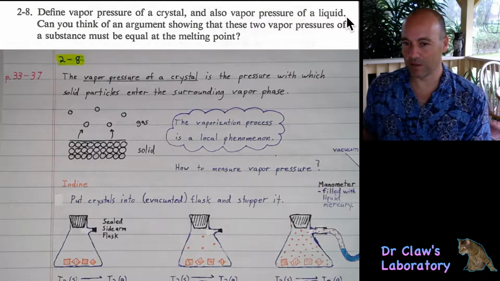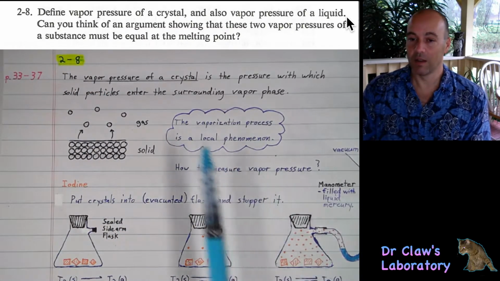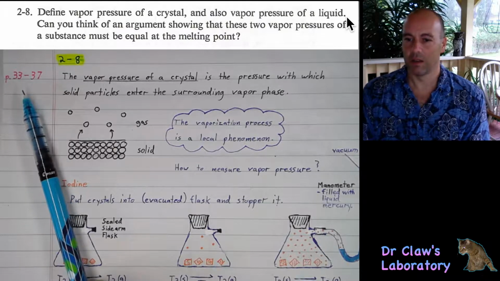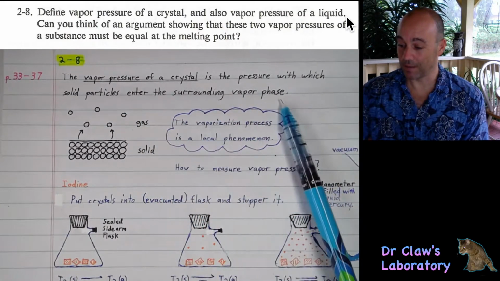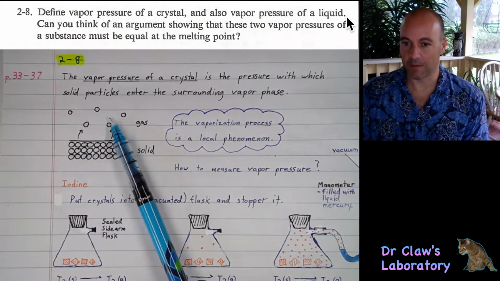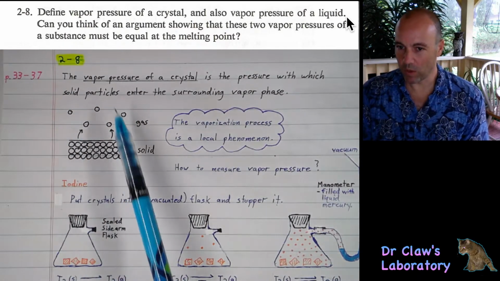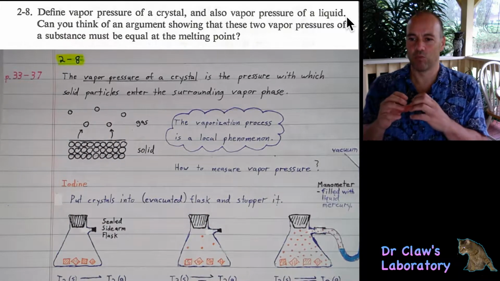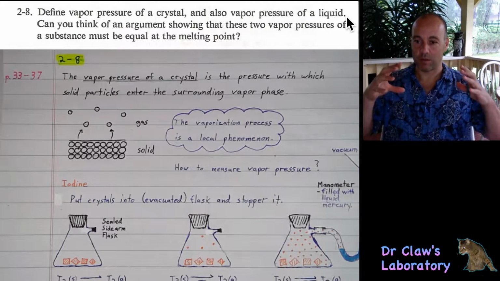I usually like to define vapor pressure as follows, and we'll also discuss the textbook definition in a moment. By the way, vapor pressure is discussed on pages 33 through 37. So, the vapor pressure of a crystal is the pressure with which solid particles enter the surrounding vapor phase. So if you have a solid, some of its particles are vaporizing, and therefore they exert a pressure on the surroundings. The pressure with which they're leaving is the vapor pressure. So you can think of it as the solid is sort of pressing out. The gas particles are pushing out. That's the vapor pressure. Okay?